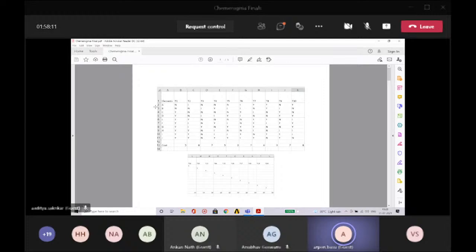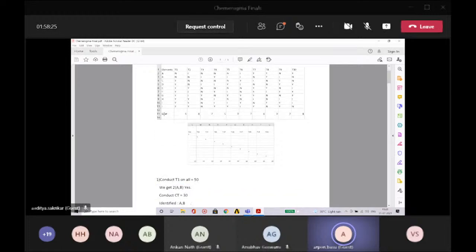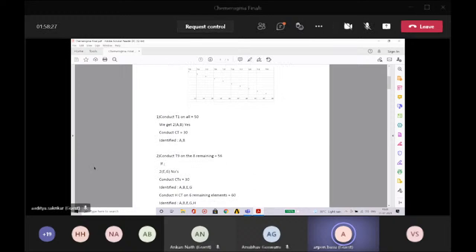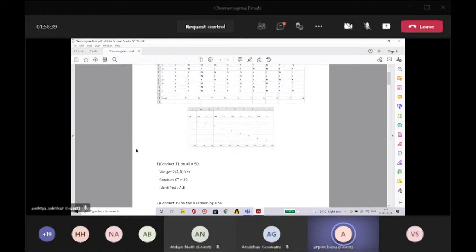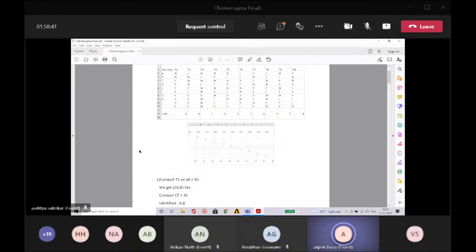To aid our process, we made this Excel sheet, and we derived great benefit from it. So let me explicitly explain our algorithm. Can you move to the next page, please? First of all, we conduct the test T1 on all the elements. That will cost us 50. If you see the characteristics for T1, there can be only two possible yeses, A and B. Okay, that's a minor typo. There can be only two possible no's, and T1 gives no indeterminate results.